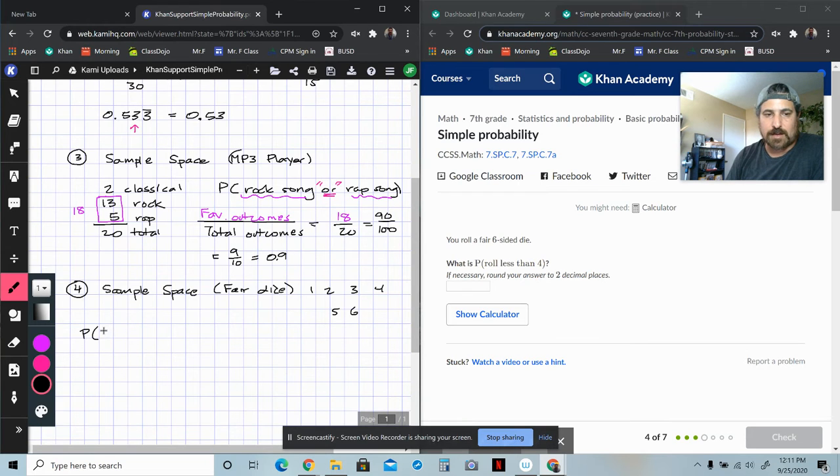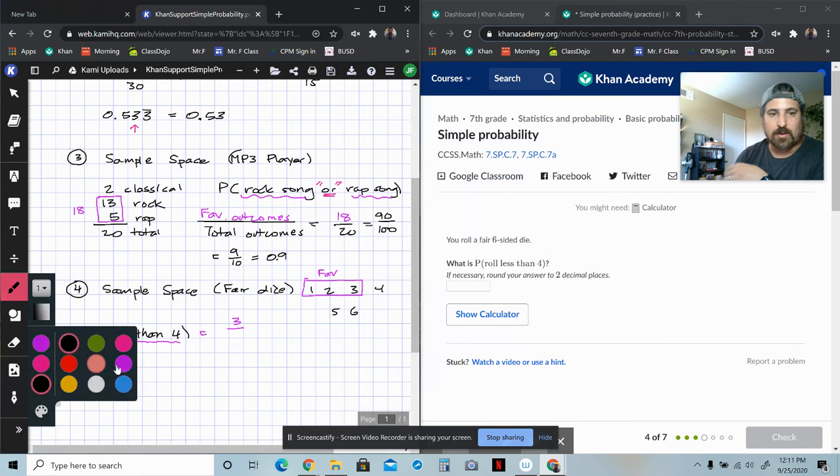So something that is less than 4. That's what we're looking at as our favorable outcomes. Our favorable outcomes are going to be the things that are less than 4. Looking at our die, how many things are less than 4? 1 is less than 4, 2 is less than 4, 3 is less than 4. Is 4 less than 4? No, 4 is equal to 4. So there are 3 things that are less than 4. Those are what we call, in this case, the favorable, the things we're looking for. So that's going to be 3. There's 3 of those things. And then what are the total things that could happen? There's 1, 2, 3, 4, 5, 6 sides on a 6-sided die.